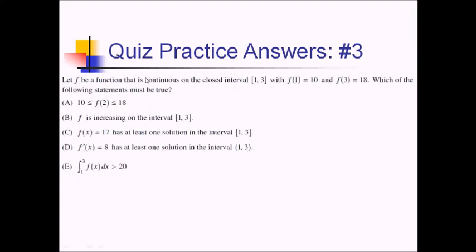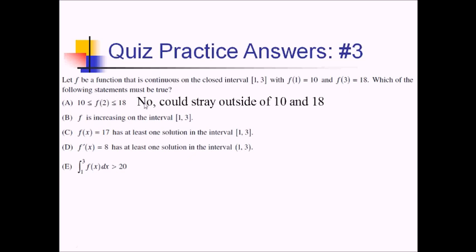For this problem, f is a function that's continuous on the closed interval 1 to 3. F of 1 is 10, f of 3 is 18. Which statement has to be true? So here they're saying that f of 2 is between 10 and 18, and that's not necessarily true. Although we're guaranteed to hit all the values between 10 and 18 because we have the continuity, we're not guaranteed that we're going to stay between 10 and 18 for this whole interval.